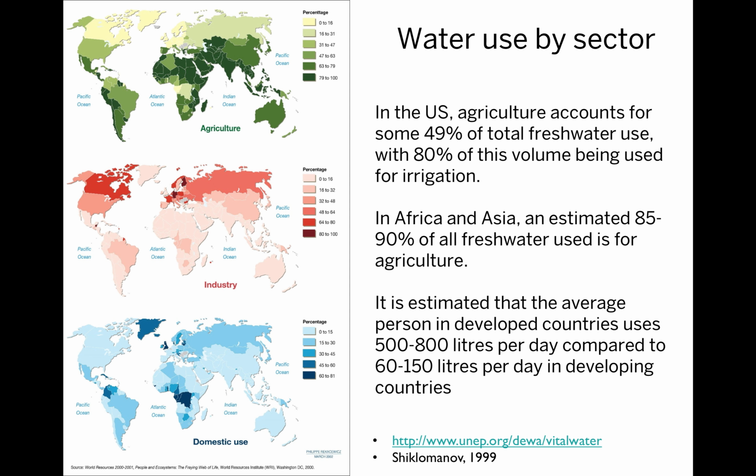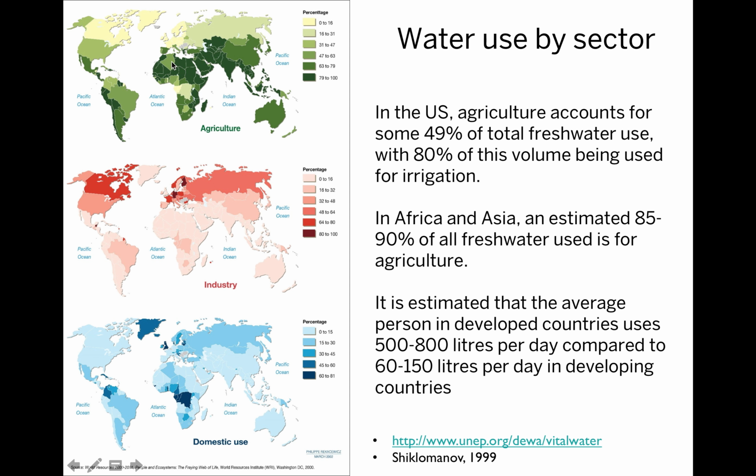Now let's talk about water uses. Water is vital for the survival of humans. Three major things that we use water for are agriculture, industry, and our domestic uses. Now, in the US, if you look at this map of water use for agriculture, we see that about 49% of the total fresh water is used for agriculture.